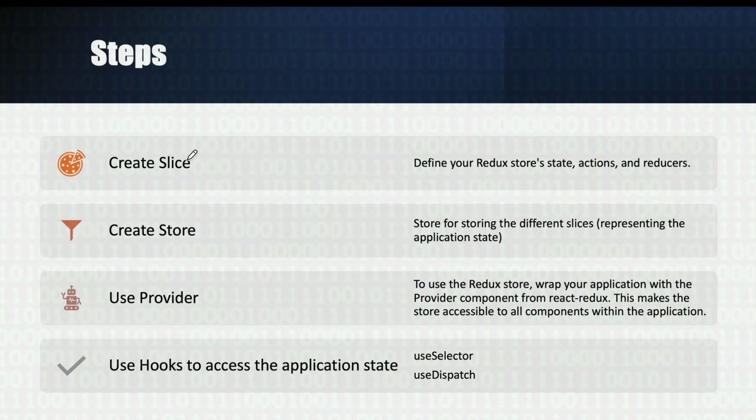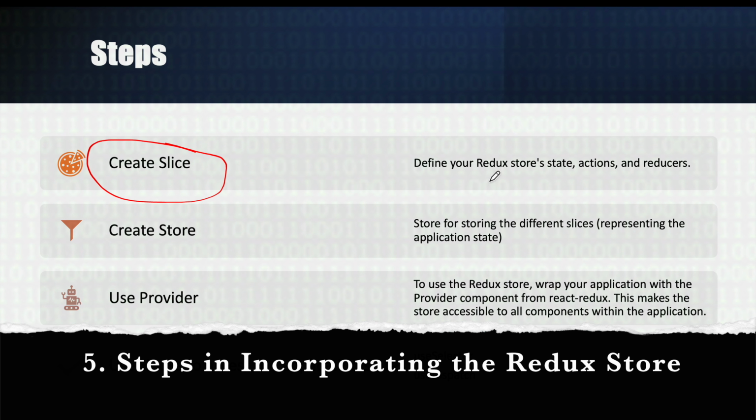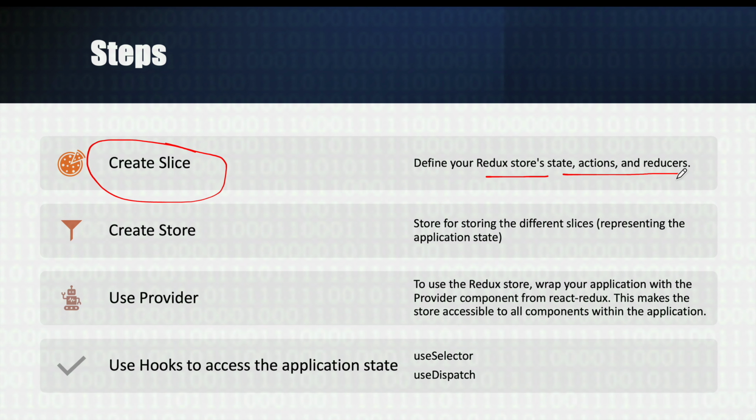Let's see now what we have to do. First thing which we have to do is create a slice, and the slice will define the Redux store's state, actions, and reducers. Then we need to create a store, and the store is linked to the reducer as the reducer updates the store. We shall see that also. The third thing which we need to do is use a provider, and this provider is meant to make the store accessible to all the components within the application. We'll see how it is to be done. And then to use the state, we use a selector so that whatever state is getting updated, the component is notified of the change.